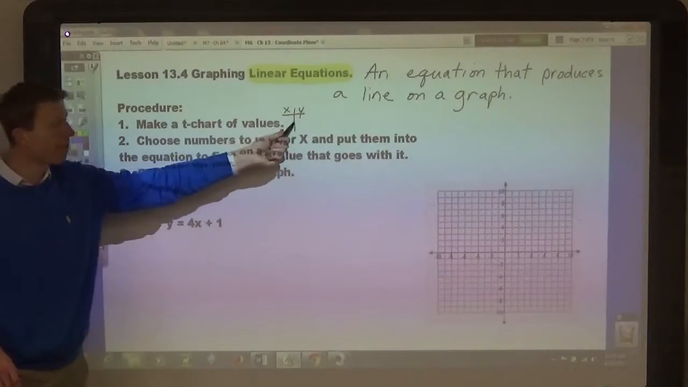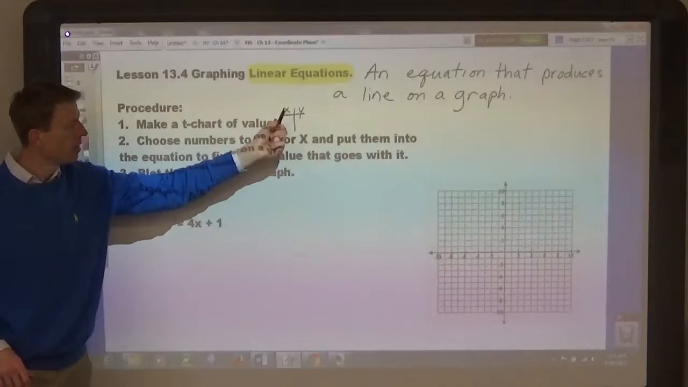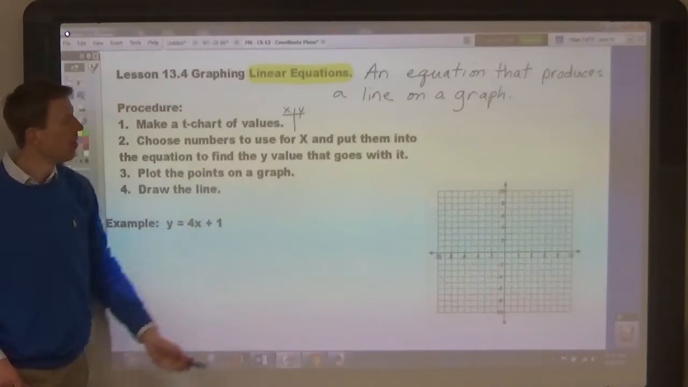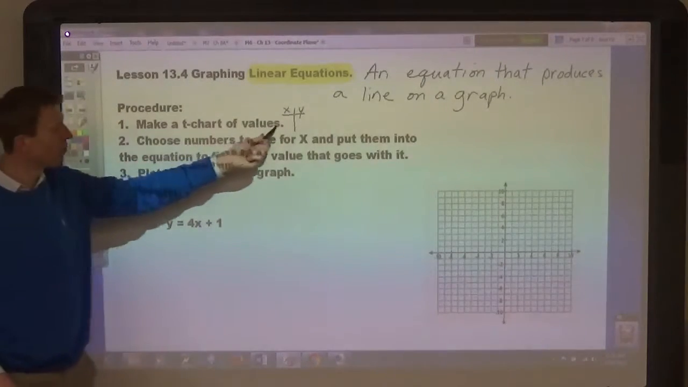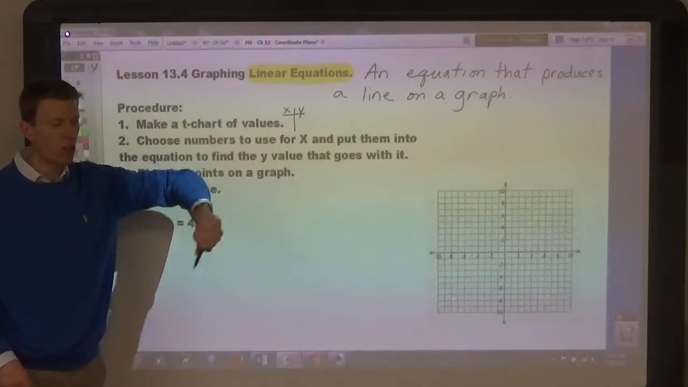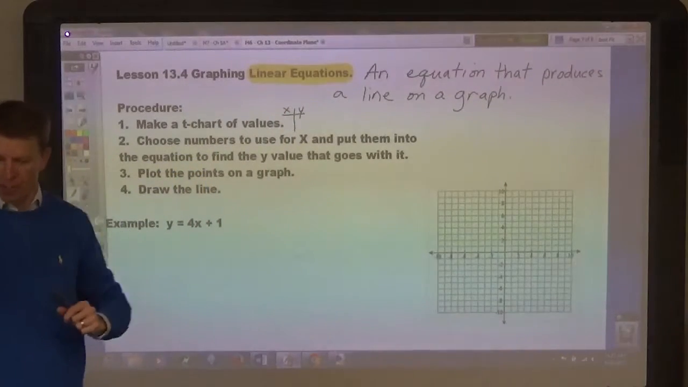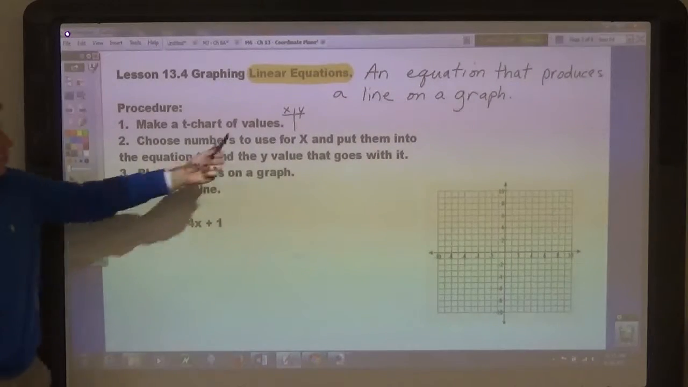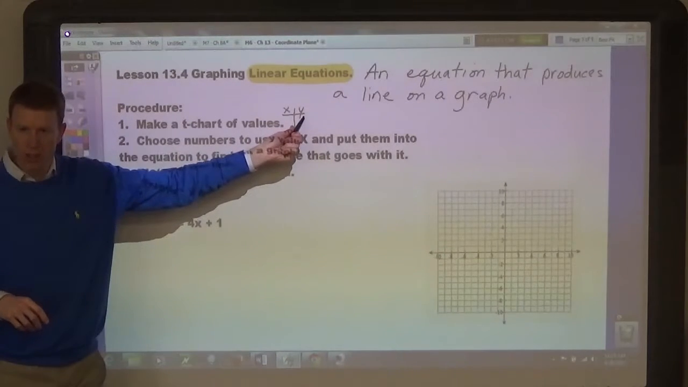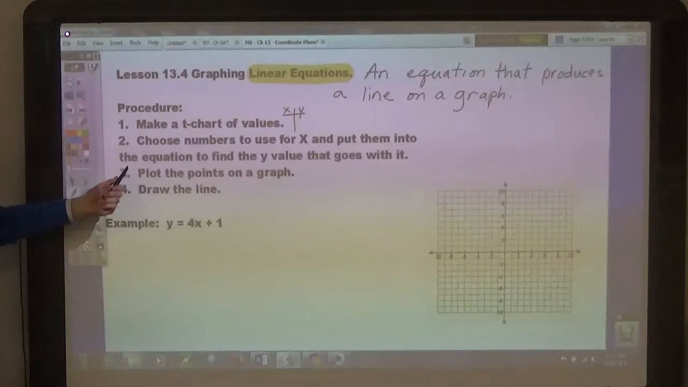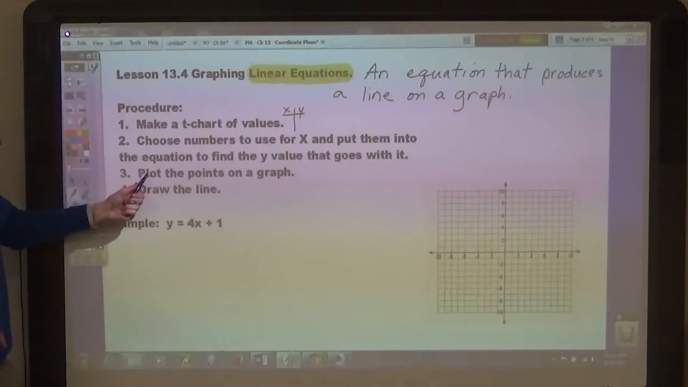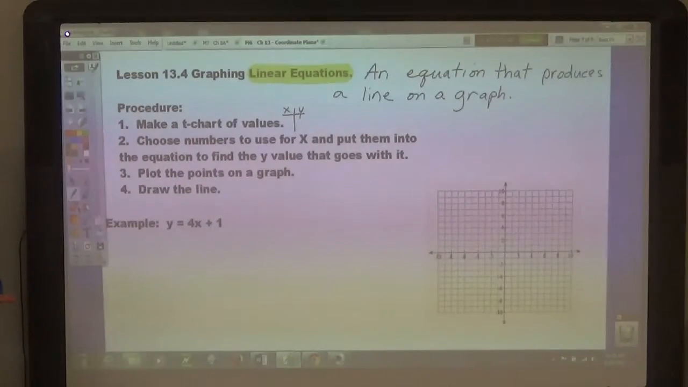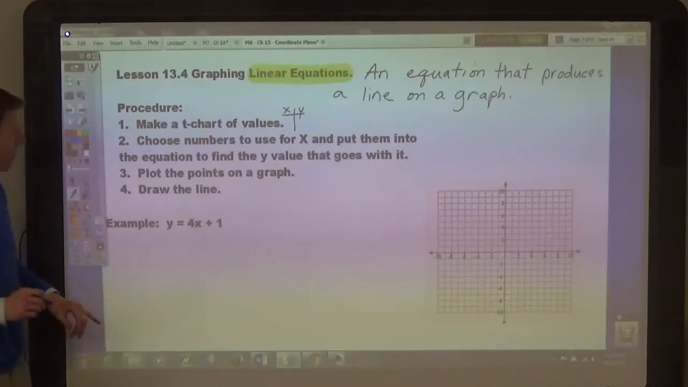First, we're going to make a t-chart of values. This is what a t-chart looks like. It's got the two variables on it, x and y. Then we're going to choose some numbers to use for x to put into the equation. Remember when you substituted numbers into an expression to evaluate it? We're going to find the number that goes with the number we choose. Then we're going to plot those points on the graph and draw our line. So, let's start with this example.